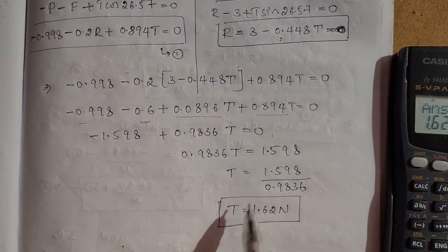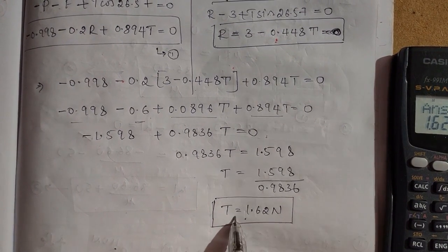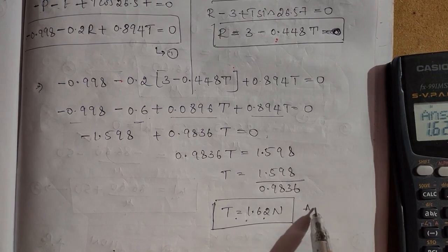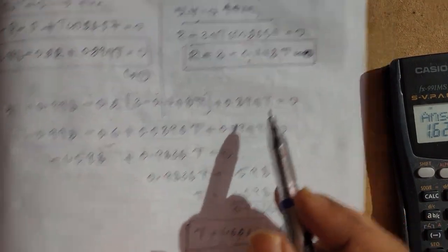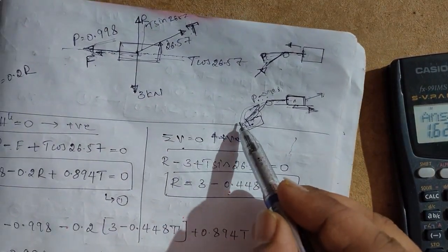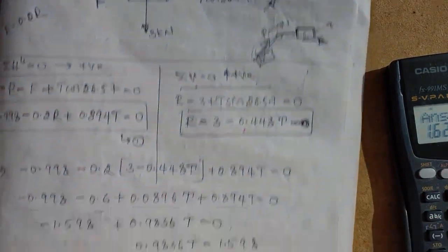If the force T is 1.62 Newton, then the block A will move towards the right. If T value is 1.62 Newton, A will move towards the right. It pulls B and A moves forward.